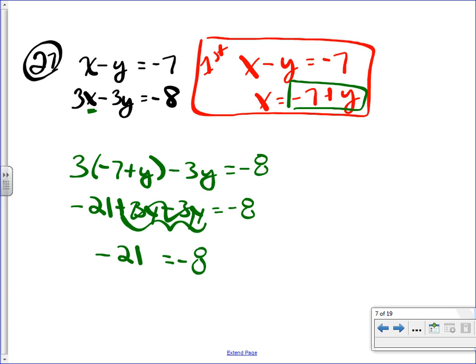But notice there is no y. What is that telling me? It's telling me that there is no solution to this. Anytime we have no variable and a false statement like we have here, that's a no solution.